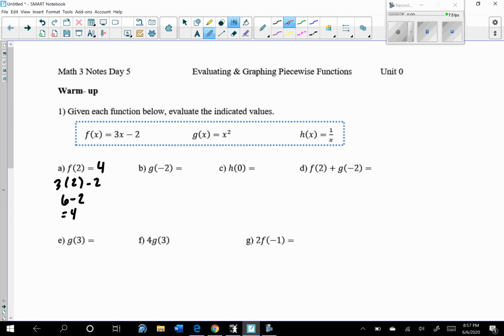Looking at the next one, g of negative 2. Now I'm using the g of x function, so everywhere there's an x, I'm plugging in negative 2. So this is negative 2 squared. Remember, when you're squaring a negative, it becomes positive, so this is equal to 4. Now we're looking at h of 0, so the h of x function. 1 over 0, remember we cannot divide by 0, so this is undefined.